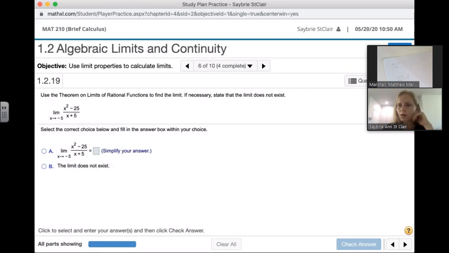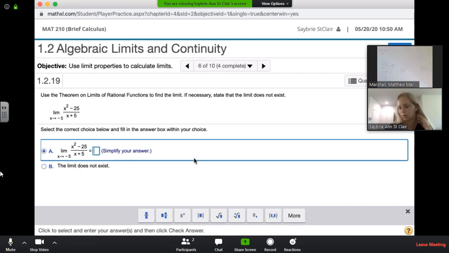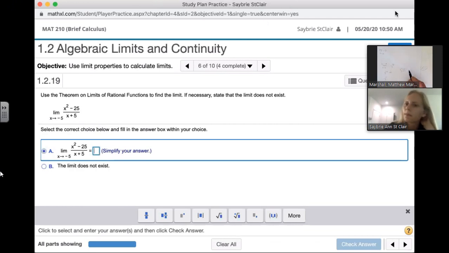Alright, well this one's a little different. So we see we have -5. If you plug in -5 in that bottom part, it gives you 0 on the bottom. So you're going to have to remember how to factor. Do you see that top part there? I'm going to take that x squared minus 25 and factor that into x plus 5, x minus 5.